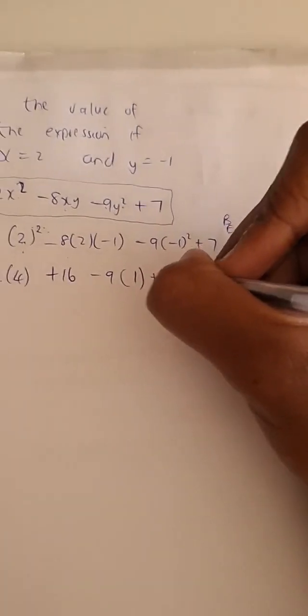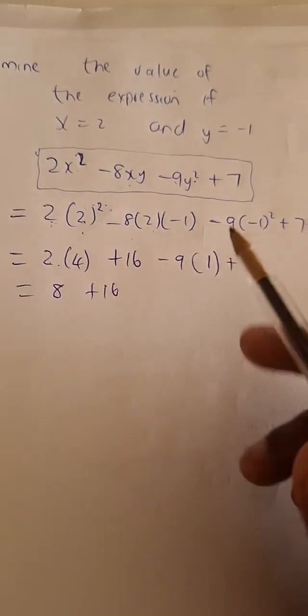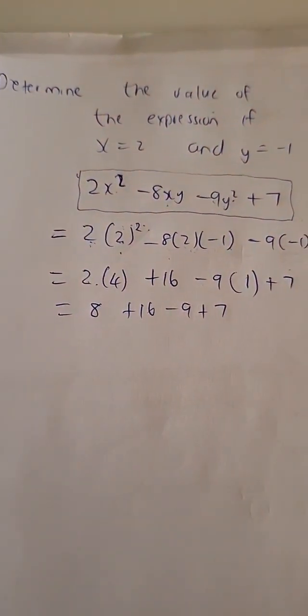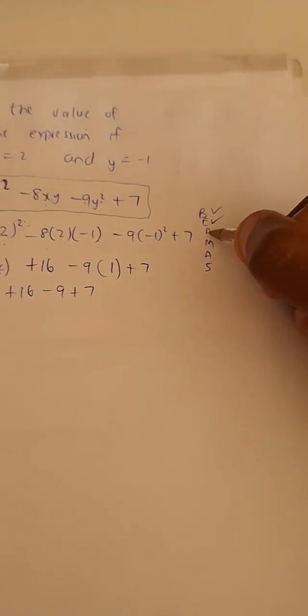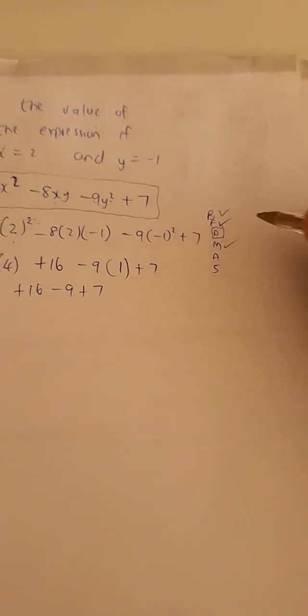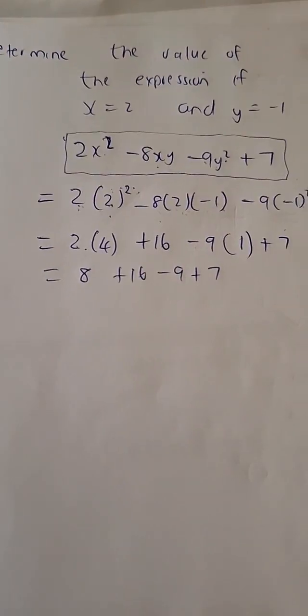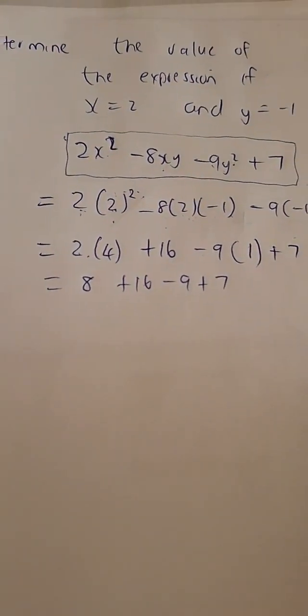Plus 7. Now 2 times 4, that's 8. Plus 16, negative 9 times 1, that's negative 9. Plus 7. From here, it's easy. We've taken care of the brackets, we've taken care of the exponents. There was no division. Multiplication was taken care of. Now we are free to add and subtract. That's very important. Very, very important.